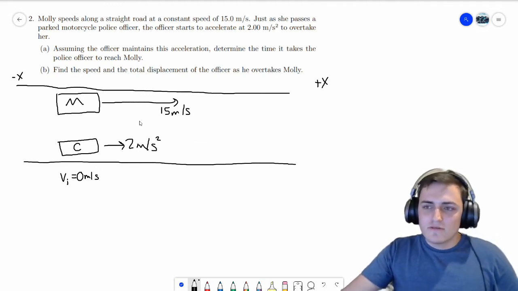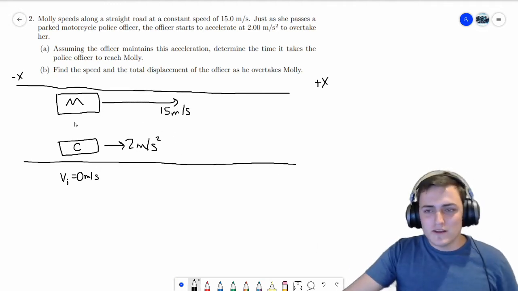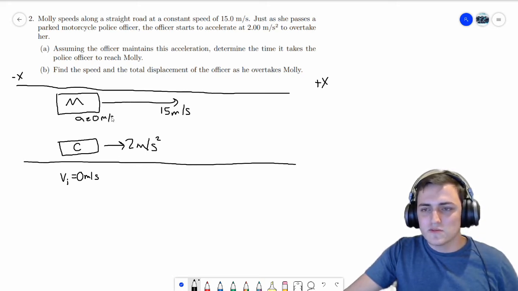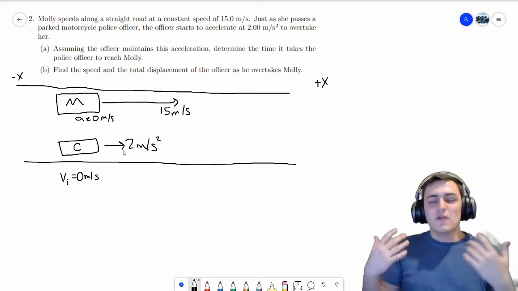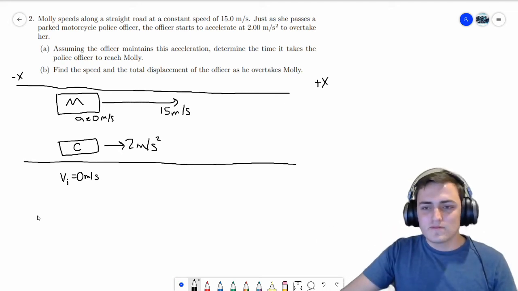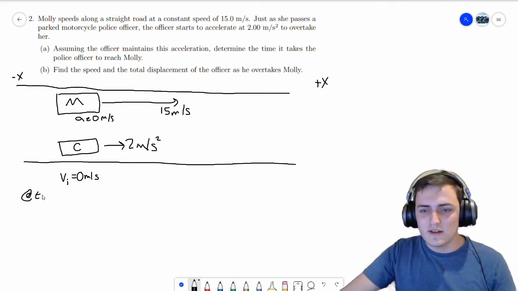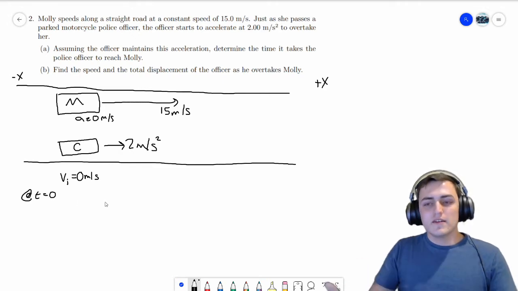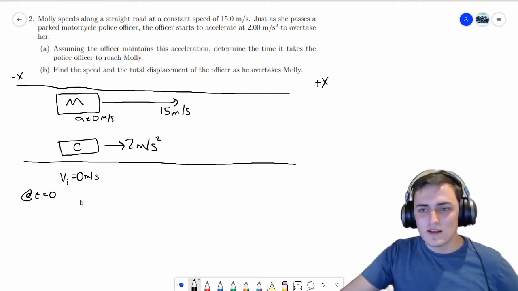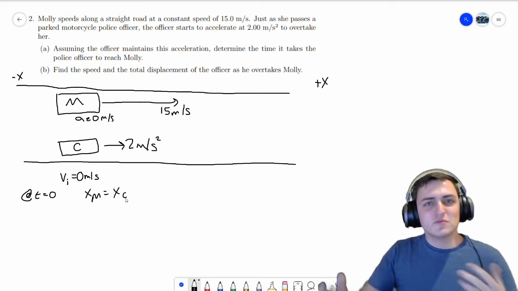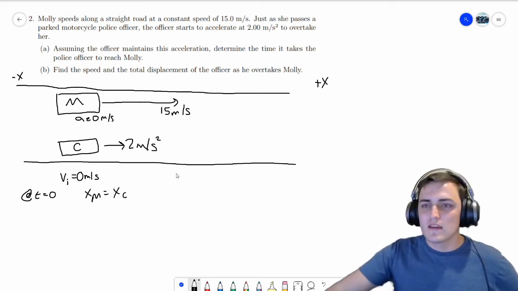First off, we don't have an acceleration for Molly, so we can say her acceleration is 0 meters per second squared. Now we have the initial position, at t0, at t equals 0. Molly and the cop are at the same position. X Molly equals X cop. The position of Molly is the same as the position of the cop.